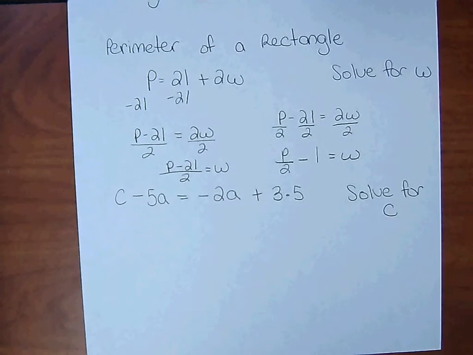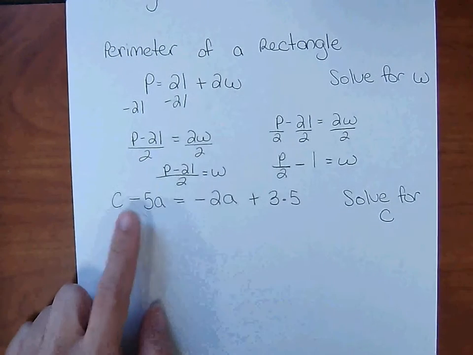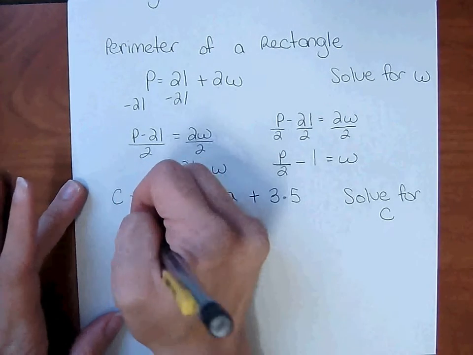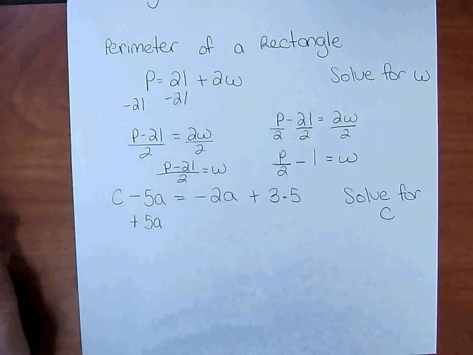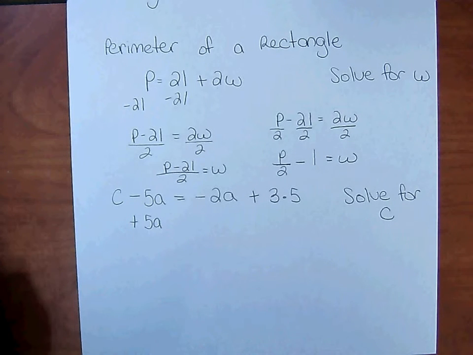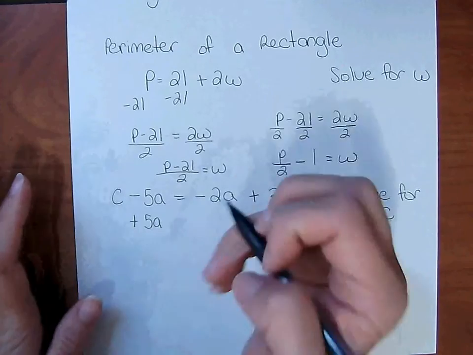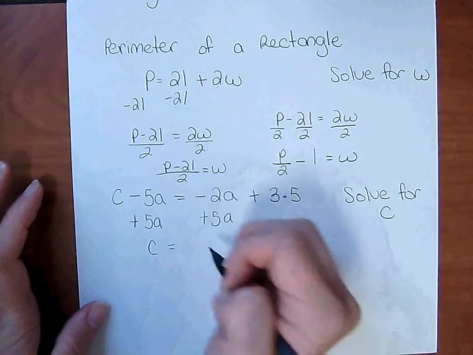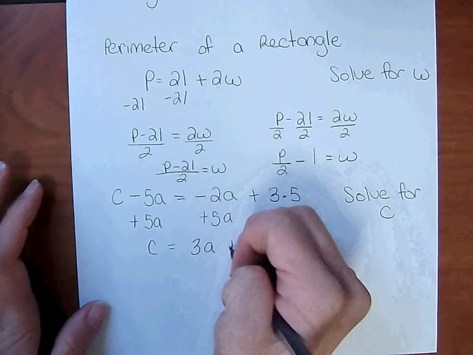So we want to get C by itself. We're subtracting 5a, so the opposite is to add 5a to both sides. And when I add 5a to the right, I want to line it up with the like terms. So I need to line it up with the negative 2a. So C equals 3a plus 3.5.